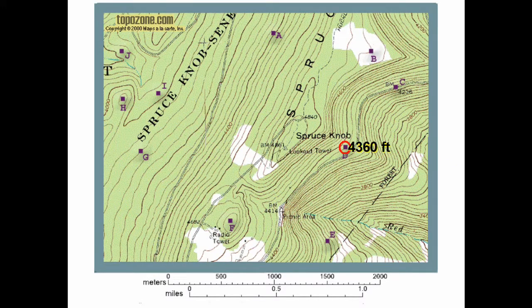Since it sits right on a contour line, the elevation of this point is 4,360 feet, because it sits on the 4,360 foot intermediate contour. If you haven't figured it out, the contour interval of this map is 40 feet.